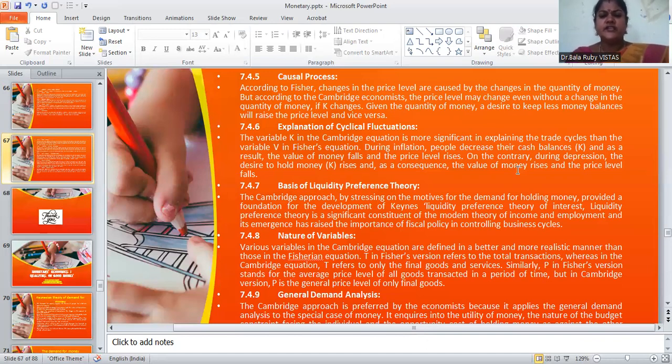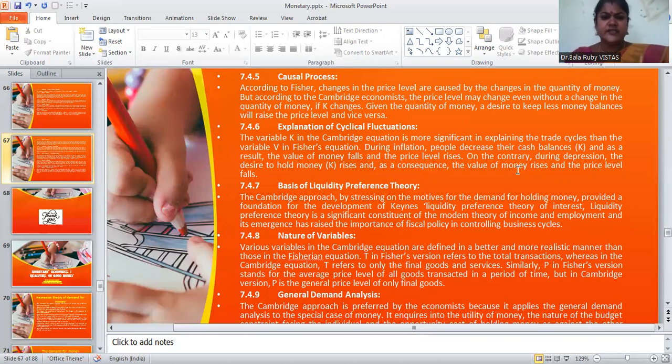Then the next one is basis of liquidity preference theory. The Cambridge approach, by stressing the motives for the demand for holding money, provided a foundation for the development of the liquidity preference theory of interest. So this liquidity preference theory is a significant constituent of the modern theory of income and employment, and its emergence has raised the importance of fiscal theory in controlling business cycles.